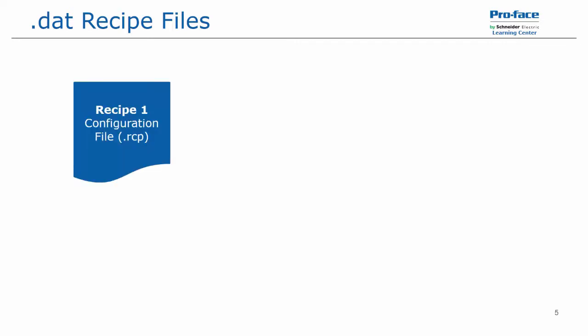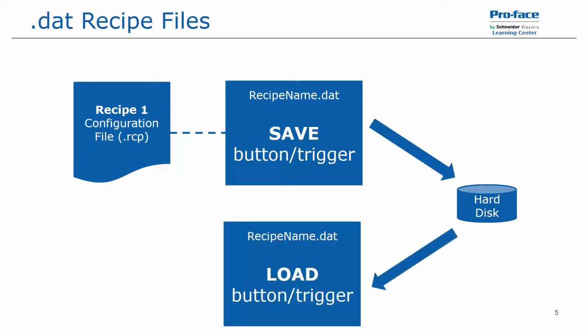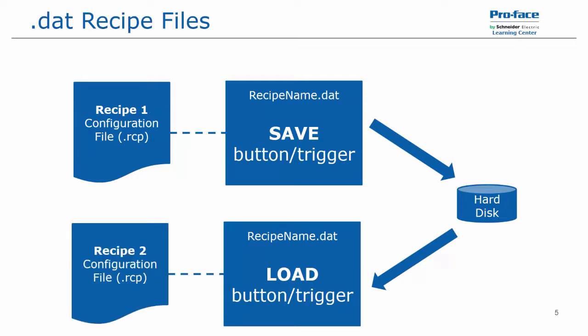In contrast, DAT files store the tag values as raw data without tag names. There is an RCP file that contains the recipe configuration associated with the DAT file. So what that means is that a recipe configuration file will instruct what data needs to be stored, and through a save action, be it a button or trigger through the application, that data will be saved off as a DAT file onto the hard disk. Then a load trigger or action through the application can read the information from that DAT file off of the hard disk and then read it into another recipe configuration file. It could also go to the same file.